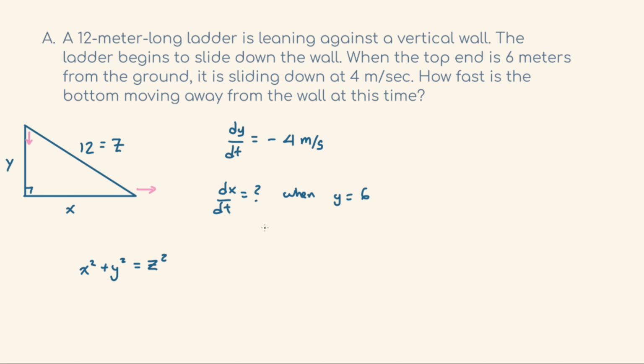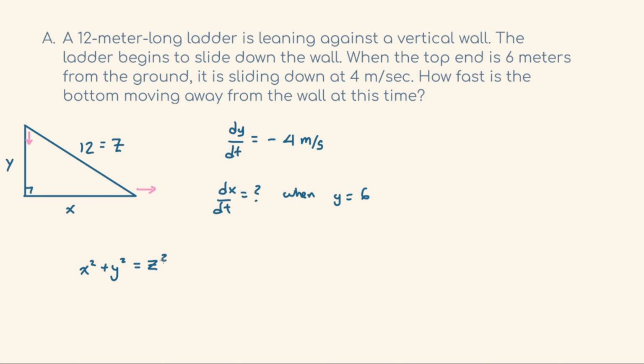Some of you might try to plug this y equals 6 into here, and you should not be doing that, because this y, as you can see, is changing over time. When something is changing over time, we can only plug it in after we've taken the derivative. Don't plug it in right away because it's not always going to be true. What is going to be true and stay constant throughout the whole problem is the length of this ladder. No matter where this ladder is, no matter how far it's slid down, the length of this ladder is always going to be 12. So if something is constant throughout the whole problem, you could plug that in. So we can replace the z squared here with a 12 squared.